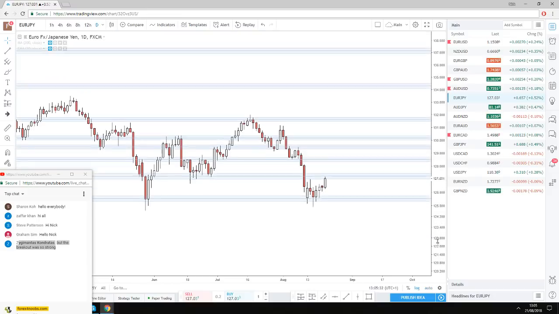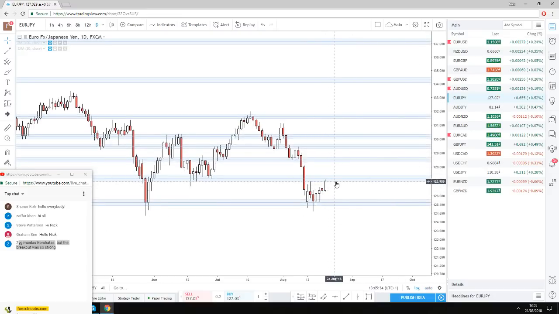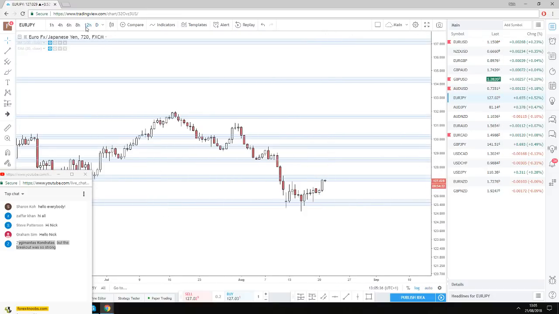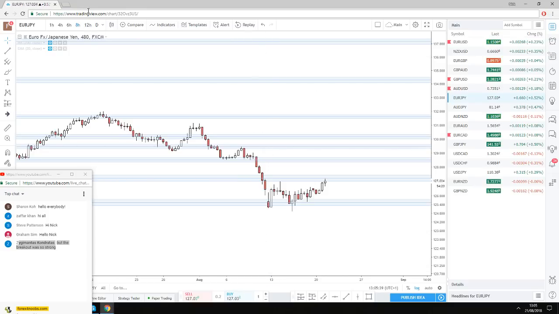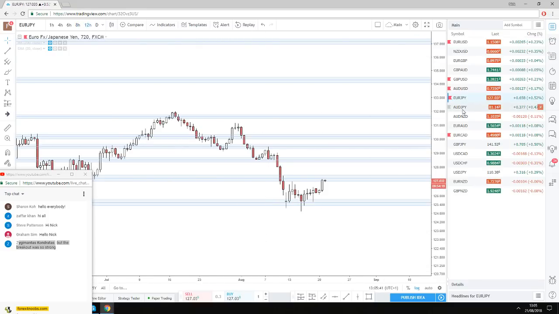EURJPY. This one's also pulling back to the resistance area. Potential for a short continuation here. It already looks like it's stalling out on the lower time frames.